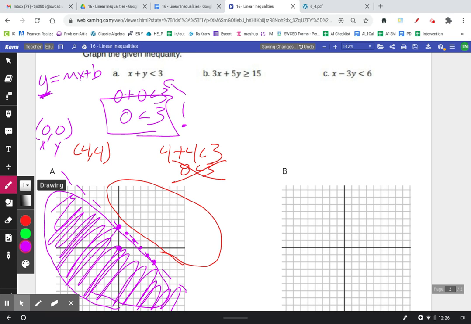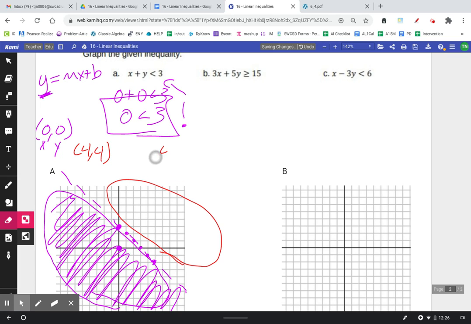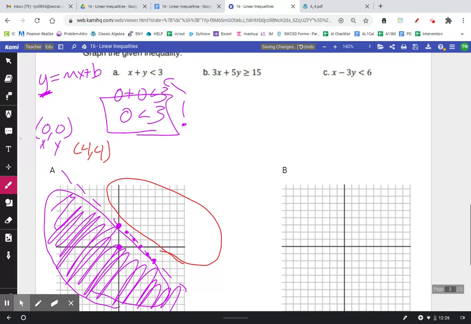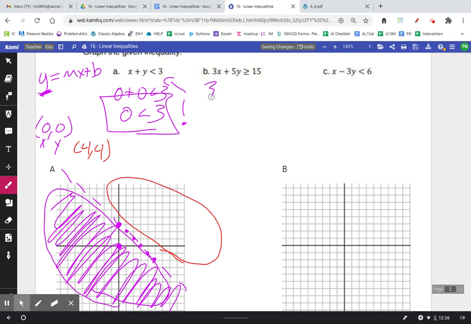Okay, let's jump into the second example over here. I'm going to clear a little bit of space for us. This next one says 3x plus 5y is greater than or equal to 15. Up above, remember, step 1, replace the inequality symbol with an equal sign. So now I have this, 3x plus 5y equals 15. I need to get y alone for slope-intercept form. That means minus 3x, both sides. 5y equals negative 3x plus 15. Divide this by 5. Divide this side by 5.